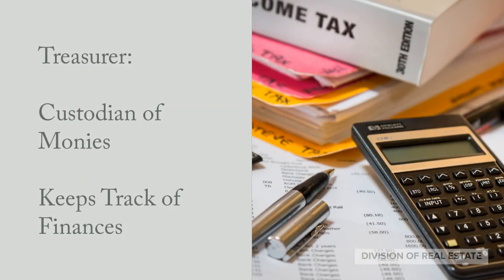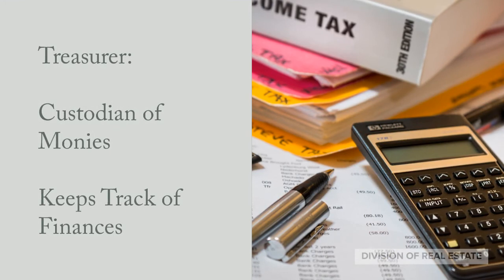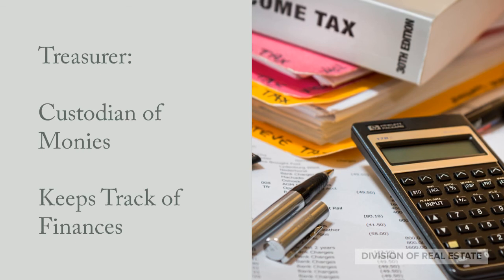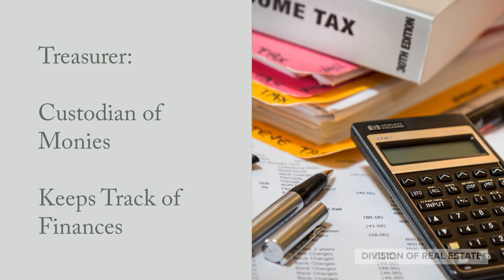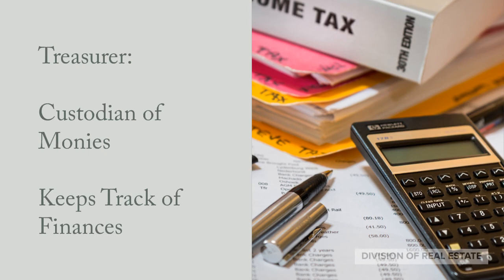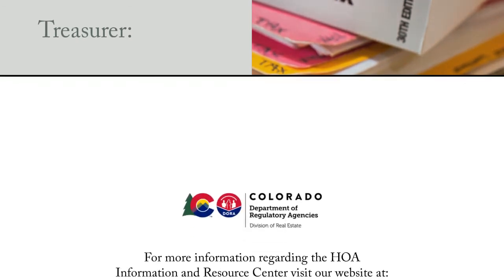The treasurer is the custodian of the association's monies and keeps account of the receipts and disbursements in the association's books. Additionally, the treasurer is responsible for keeping track of the organization's financial condition, coordinating the HOA's budgetary process, providing annual financial reports, handling any audit review, and keeping the other officers and board members informed about the HOA's financials.